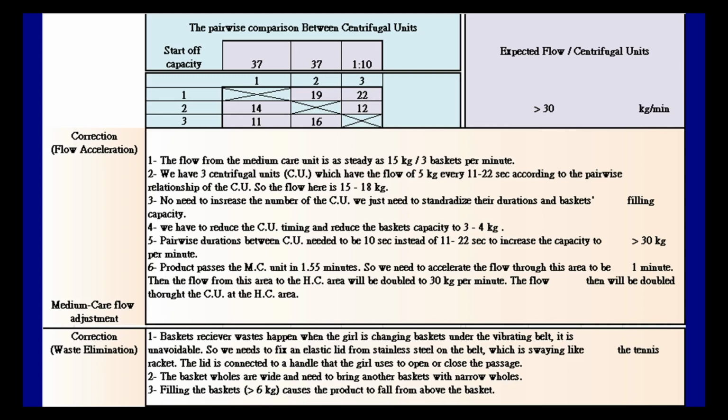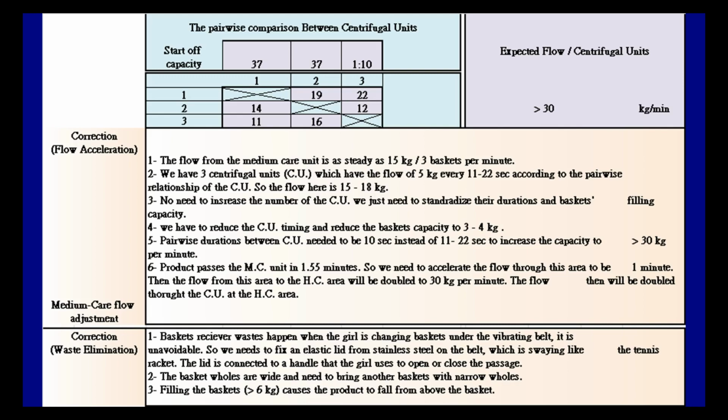5. Pairwise durations between CU need to be 10 seconds instead of 11-22 seconds to increase the capacity to 30 kg per minute. 6. Product passes the MC unit in 1.55 minutes. So we need to accelerate the flow through this area to be 1 minute. Then the flow from this area to the HC area will be doubled to 30 kg per minute. The flow then will be doubled through the CU.